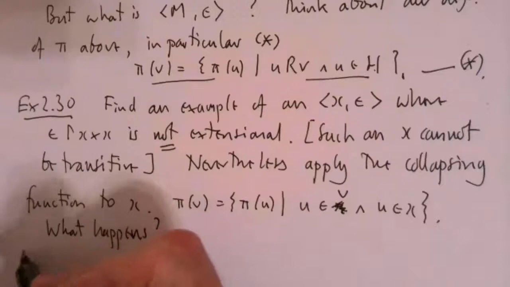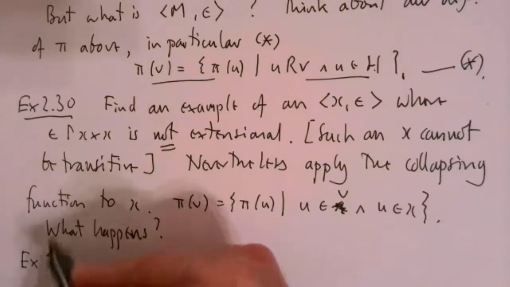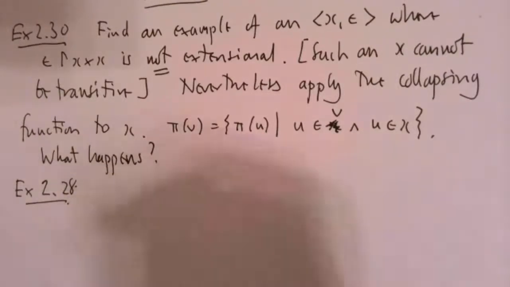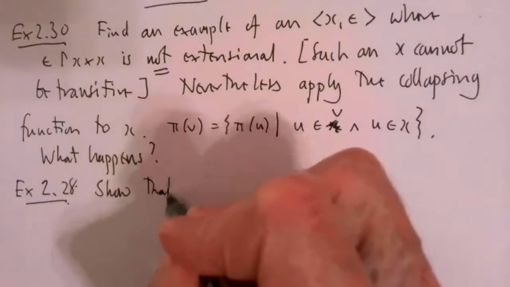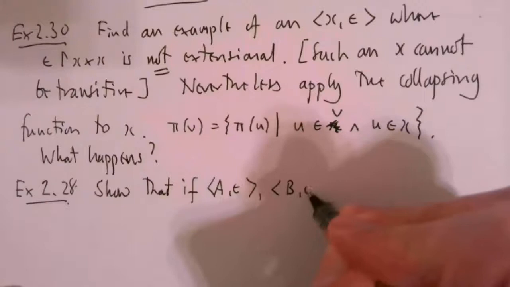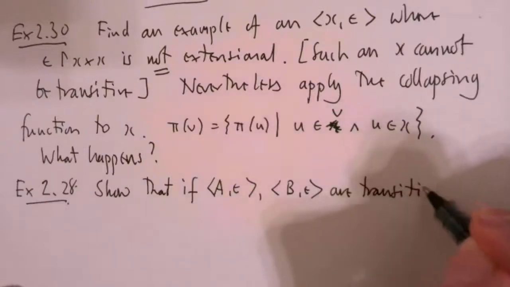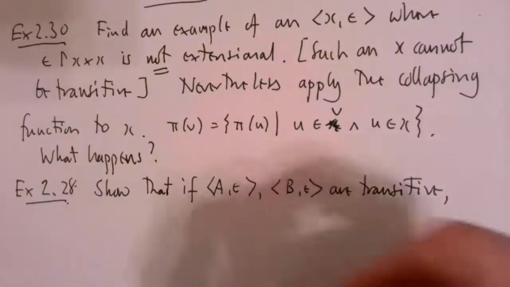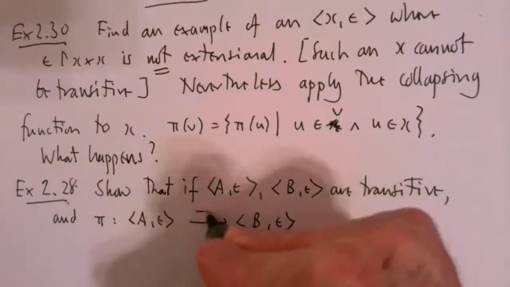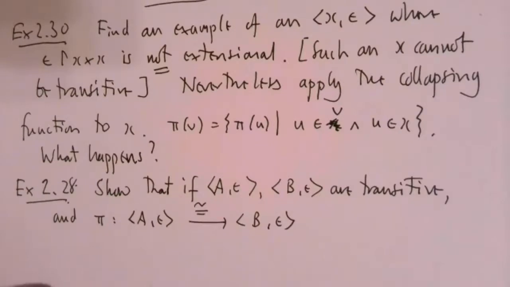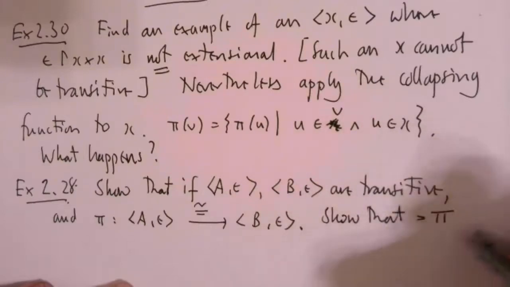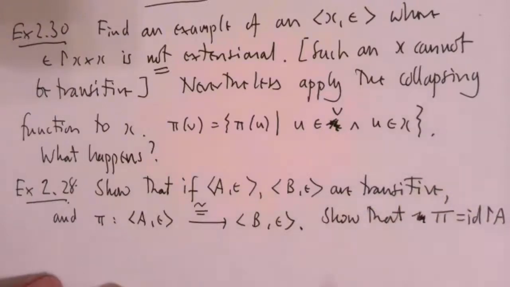One last thing I mentioned, which is essentially part two of the lemma, we did a proof of this, is 228, which may not be immediately apparent. So I've got two transitive sets, A and B, and I've got an isomorphism between them. So if pi is an order isomorphism from A to B, show that pi is the identity map. Pi is just the identity map restricted to A. In particular, A equals B.